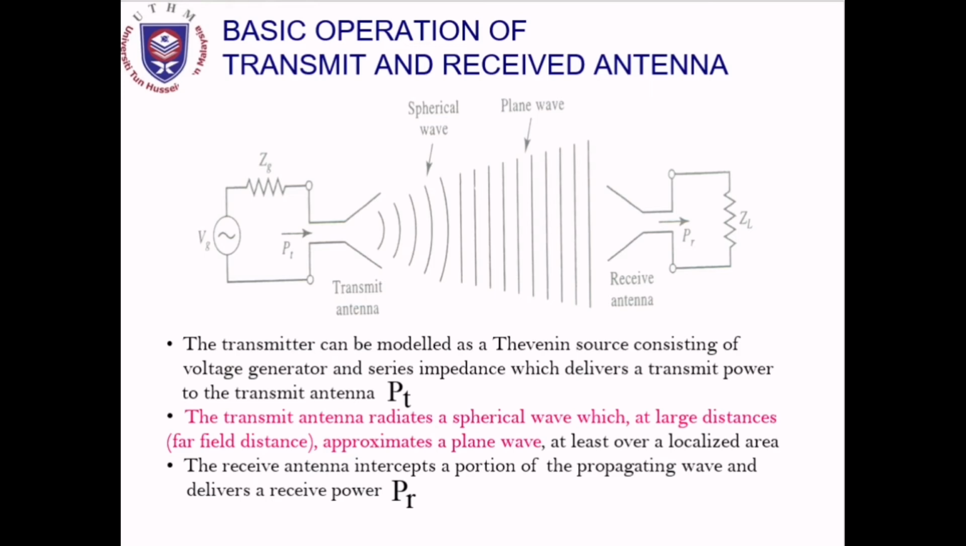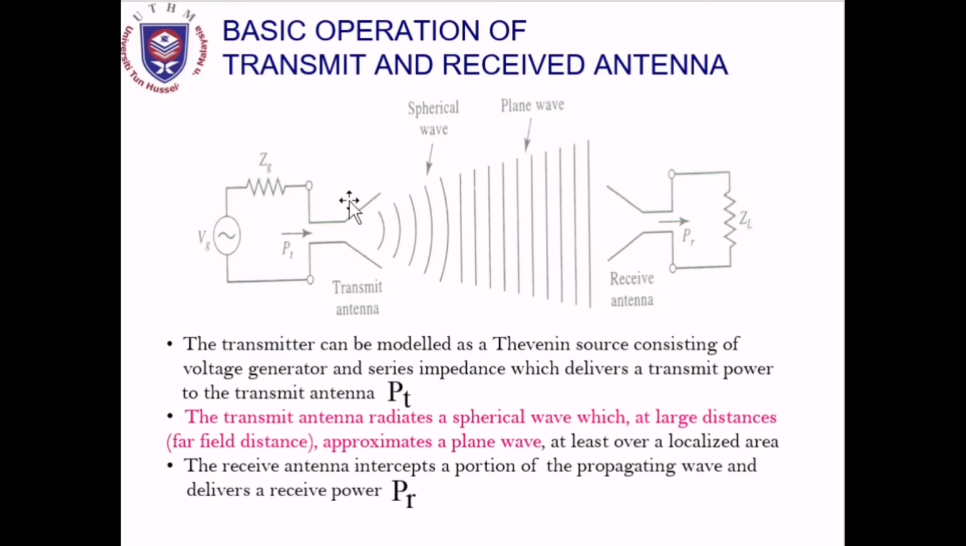So this is the basic operation of transmit and receive antenna. The transmitter can be modeled as a Thevenin source consisting of a voltage generator over here and a series impedance, which delivers transmit power to the transmit antenna. So this is the transmit antenna.